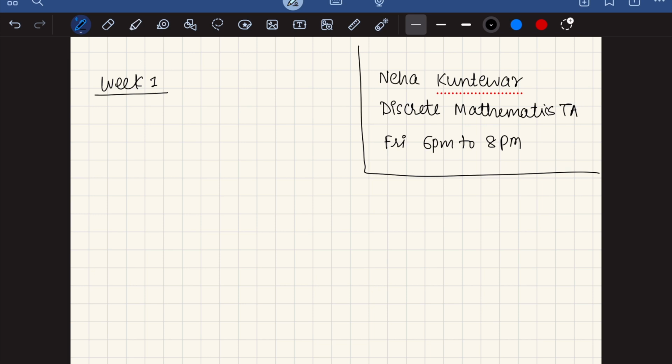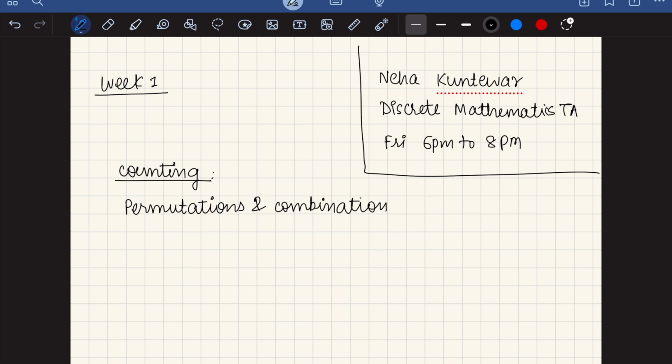So the topics that we are going to do for this week are about counting. We will look at the basics of permutations and combinations, and we will look at the rules of counting. Then we will look at the binomial expansion and the stars and bars counting.